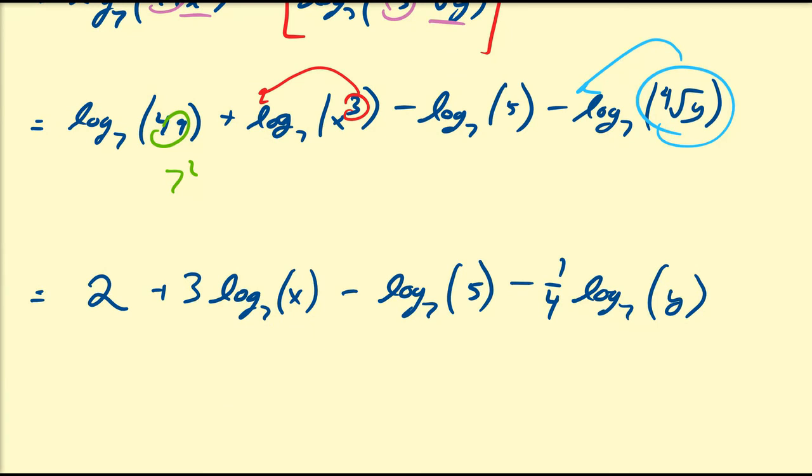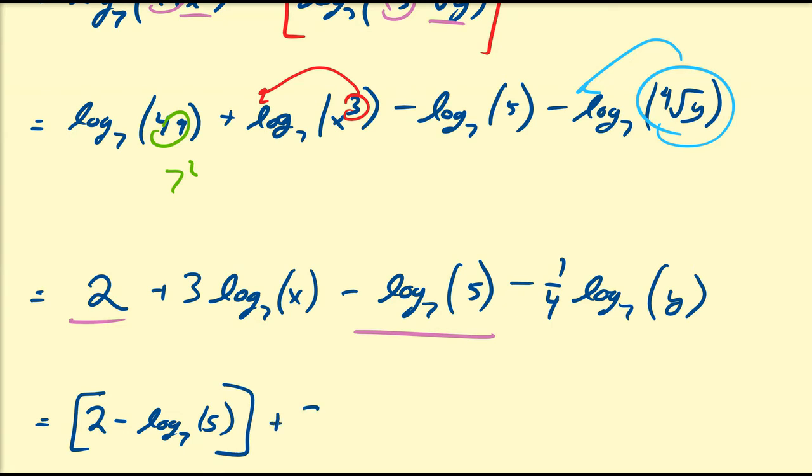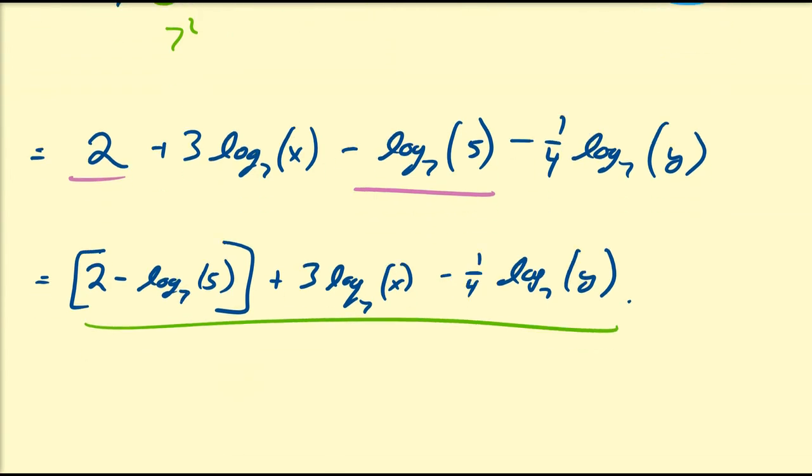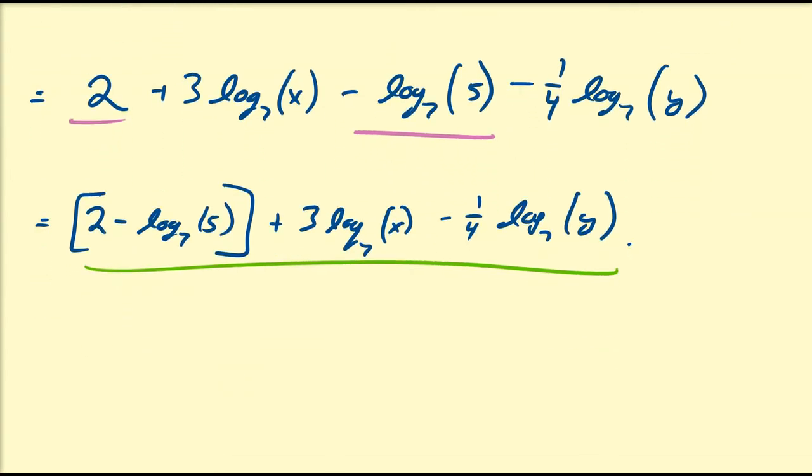And we can just rearrange this a little bit because that and that are both constants. So this is just going to be equal to 2 minus log base 7 of 5 plus 3 log base 7 of x minus 1/4 log base 7 of y, right? And that would be the expanded representation of what we started with.